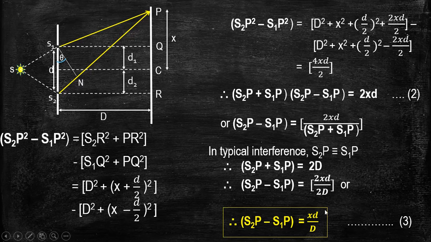This is a very important step in the examination. The derivation up to this step may be asked. So if they ask you to derive the path difference, then you have to arrive at this equation, XD upon capital D.